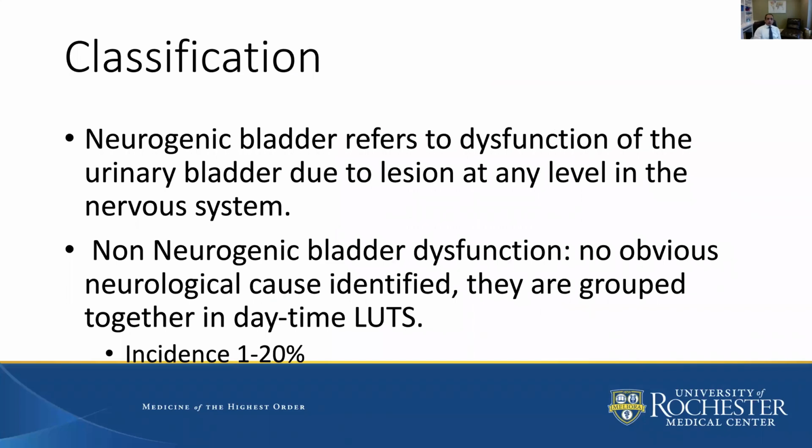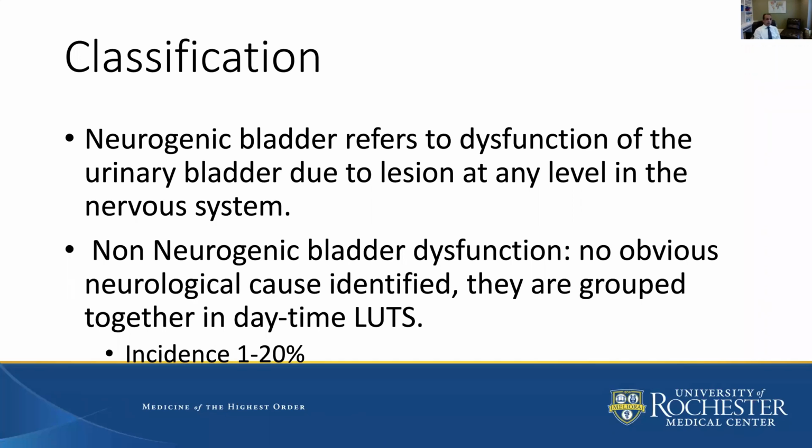One broad classification of bladder dysfunction is either neurogenic bladder or non-neurogenic bladder that behaves as neurogenic bladder. Neurogenic bladder refers to a dysfunction of the urinary bladder due to a lesion at any level in the nervous system. In non-neurogenic bladder dysfunction, there is no obvious neurological cause, but it behaves as a neurogenic bladder. And recently the International Continence Society grouped them all together as daytime lower urinary tract symptoms.